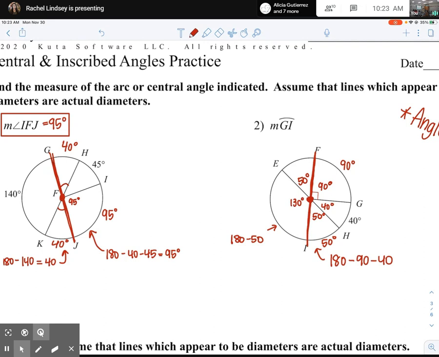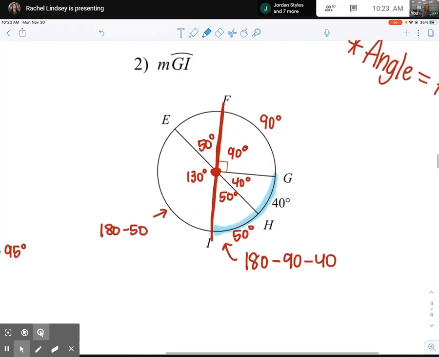So it wants to know arc GI, this entire arc right here. So it is 90. 50 plus 40 is 90.